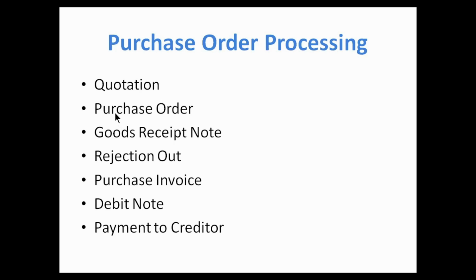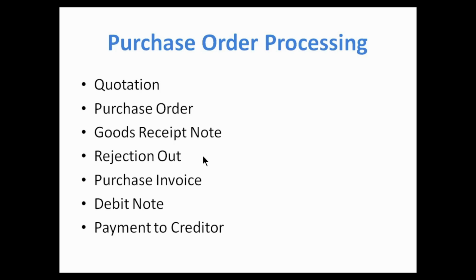Now, to purchase the goods, first we have to provide a purchase order to the supplier. After providing the purchase order, the goods supplied by the seller are received by us. This means we issue a goods receipt note. After that, if the goods that we receive are not of proper quality, not up to the mark, then we reject the goods.